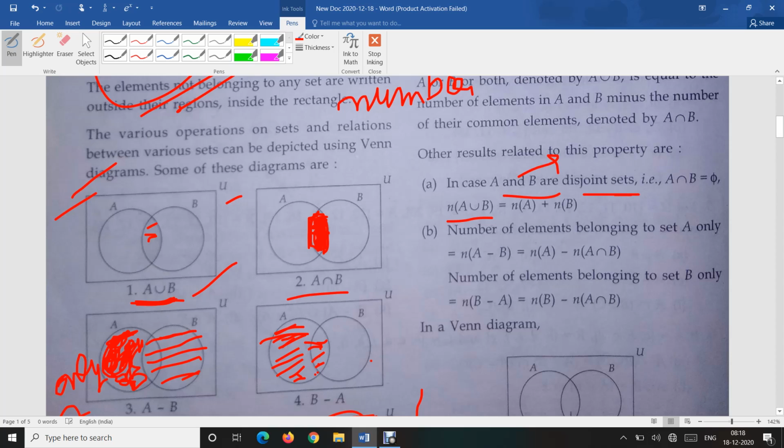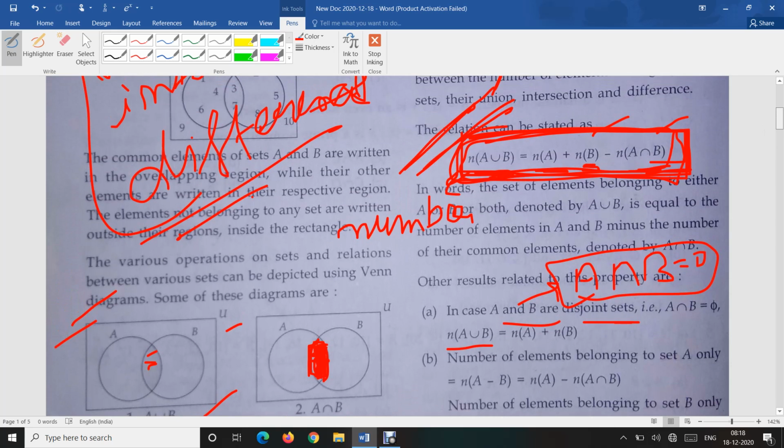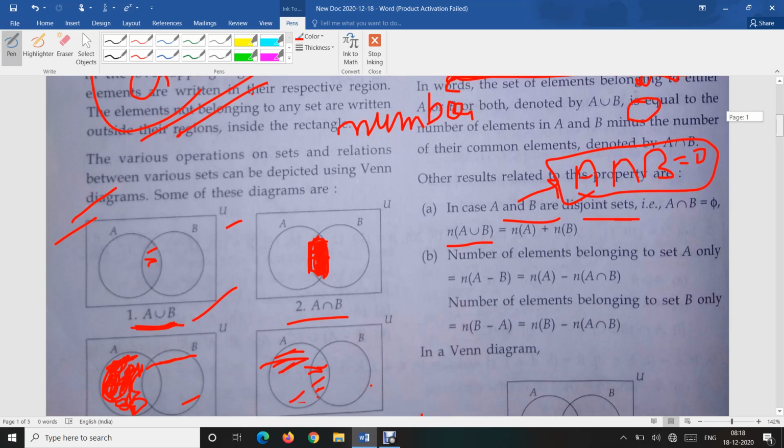If A and B are disjoint sets, then the intersection portion will be 0, because disjoint sets have no common element. That means the intersection is 0. If we put 0 in place of n of A intersection B, then we are left with only n of A union B is equal to n of A plus n of B, and this will be the property for disjoint sets.